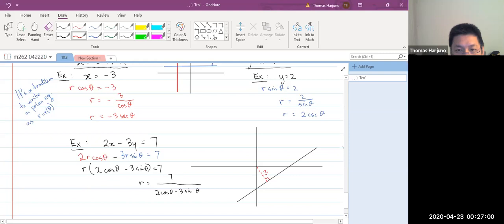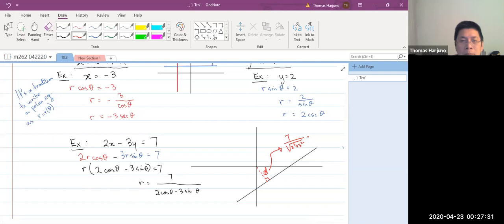What is this here? Okay, what's the distance between this line and the origin? Okay, and the answer is this distance, the shortest distance here, is actually equal to 7 divided by the square root of 2 squared plus 3 squared.